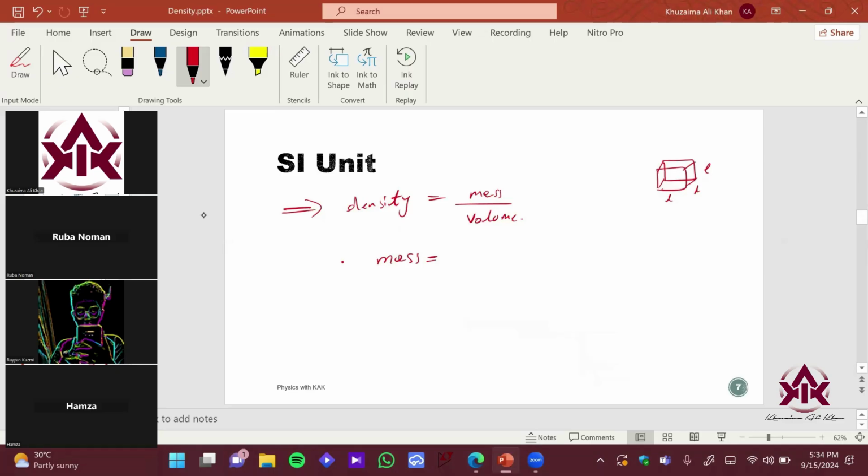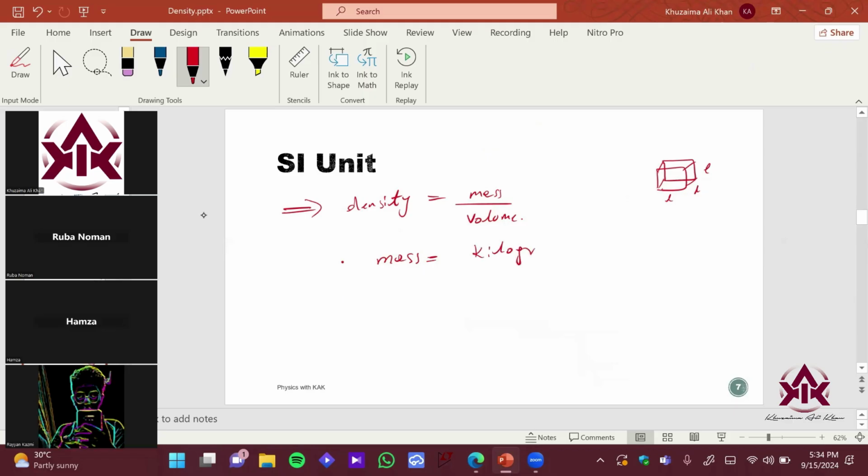What is the SI unit of mass? It is kilogram, right? In everyday language, kilograms. So in kilogram, it's kg, right? Now what about the volume? Volume is basically going to be length by length by length, right? So the formula for the volume of a cube is L cube.